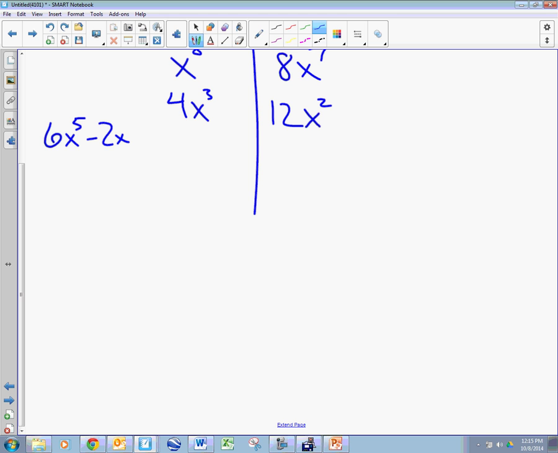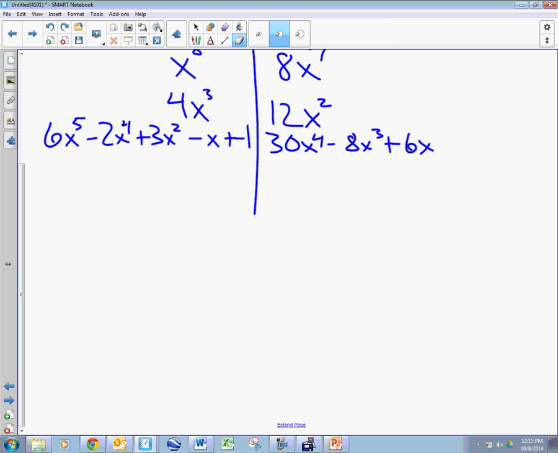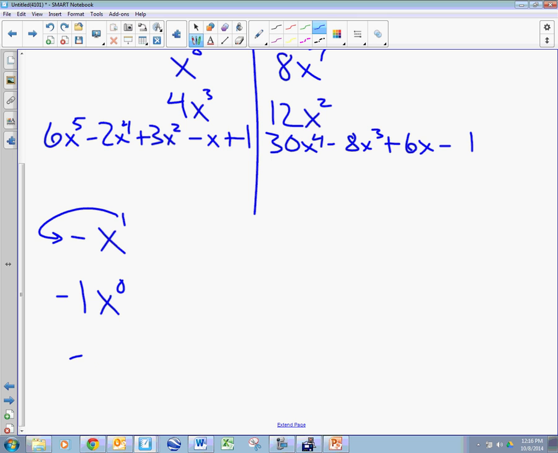6x to the 5th minus 2x to the 4th plus 3x squared minus x plus 1. What's this one going to be? 30x to the 4th. Because if you have negative x to the 1st power, drop that out here and reduce it by 1. So you have negative 1 times x to the, what's 1 minus 1? 0. And what's anything to the 0? 1. So negative 1 times 1 is negative 1.